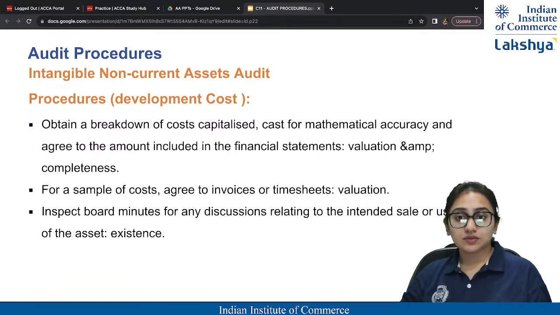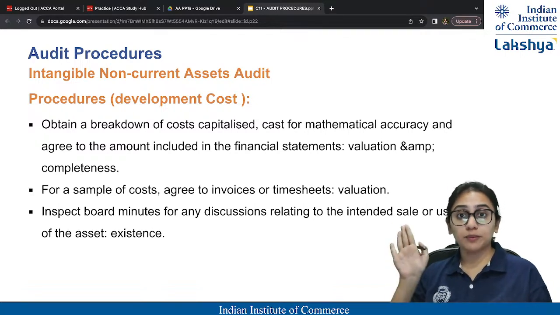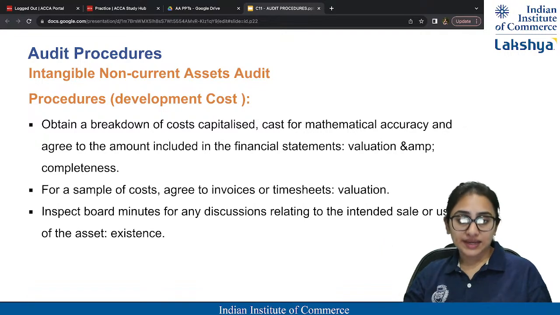Any cost can be included in this. So you will agree the cost to the invoices if you have a proper bill of the same, or your timesheets. Then in the board, there might be discussions of various things about the intangible items.